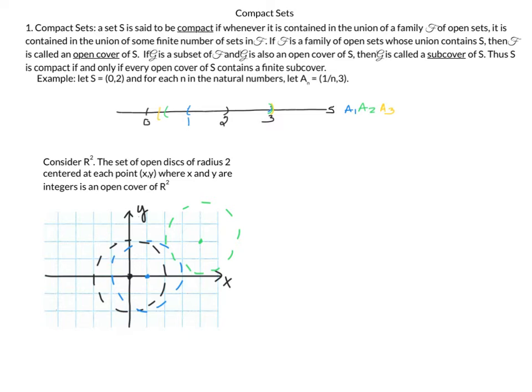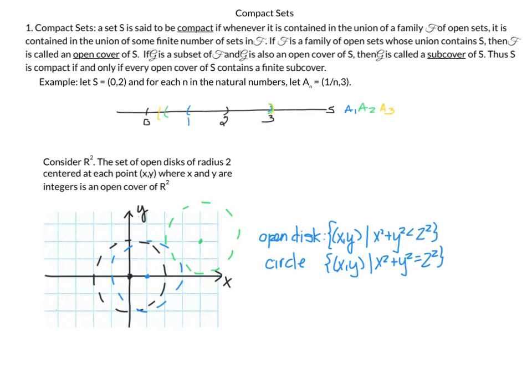We do this for every single integer point on this grid. And here we have one for (1, 2), (3, 4), (4, 2). We have our disk of radius 2. And you can see that if we have disks of radius 2 everywhere, eventually we will cover all of R2. So this would be an open cover of R2.